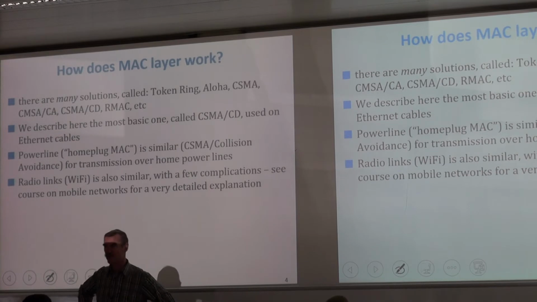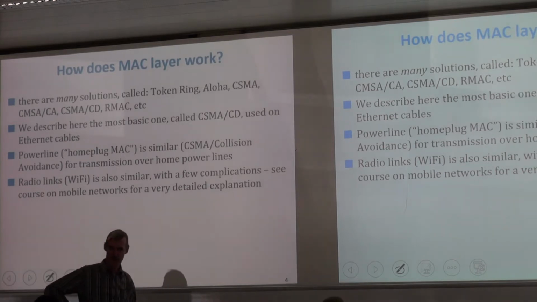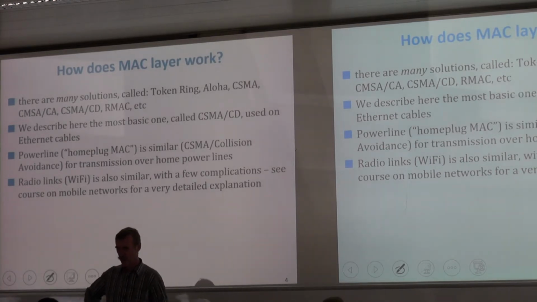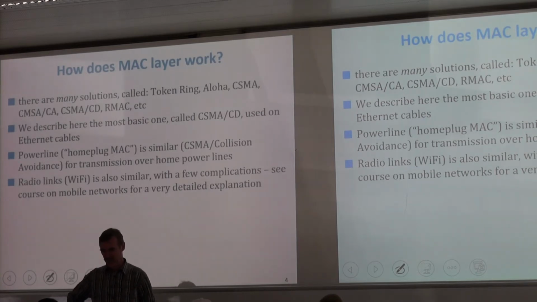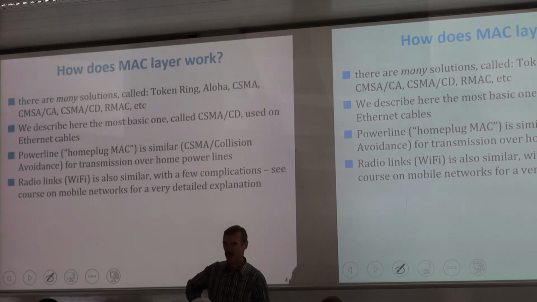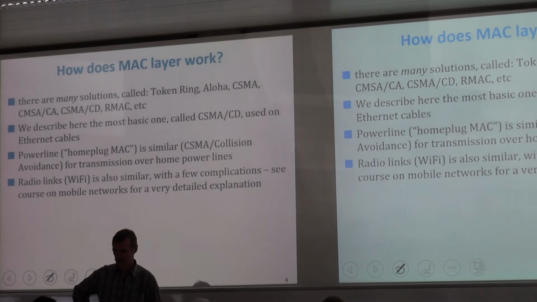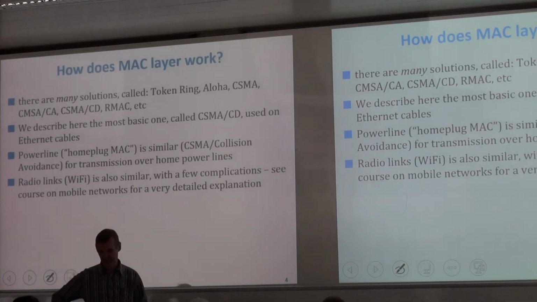How is this problem solved? Well, as usual, it's more difficult to understand the solution than the problem. There are zillions of solutions to that problem. They have names like token ring, Ethernet. You see variants of that. For example, if you use power line at home to transmit data over the electric cabling system, you will use a version that has this called HomePlug. And of course, we all use something similar when we use Wi-Fi.